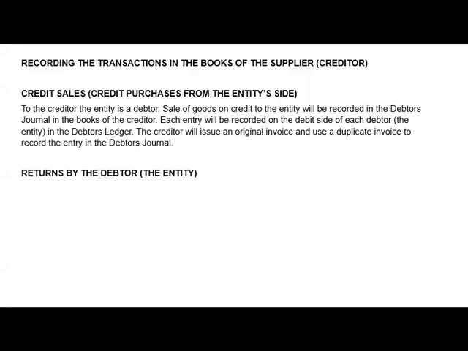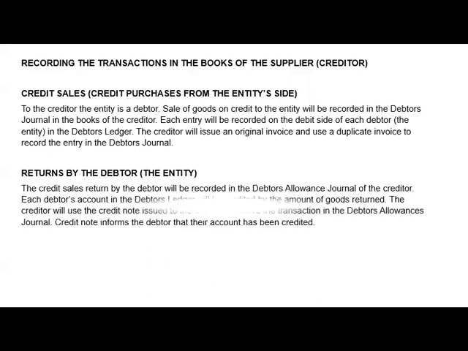When we return goods to the creditor, what are they going to do in their books? In their books, they will simply record it in the debtor's allowances journal of the creditor. Each debtor's account in the debtor's ledger will be credited by the amount of goods returned. The creditor will use the credit note issued to the debtor to record the transaction in the debtor's allowances journal. Credit note informs the debtor that their account has been credited.